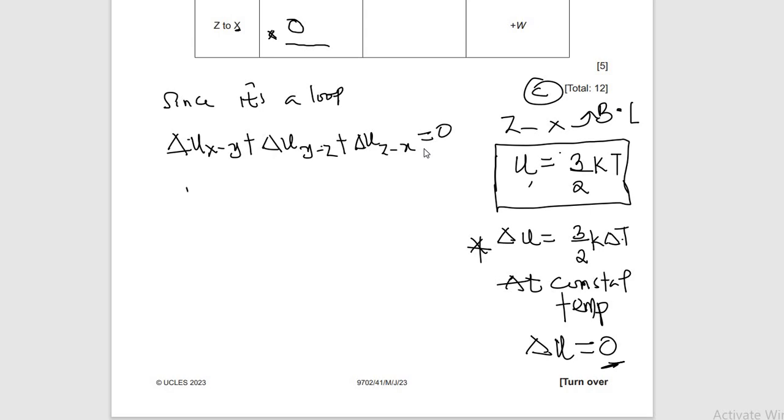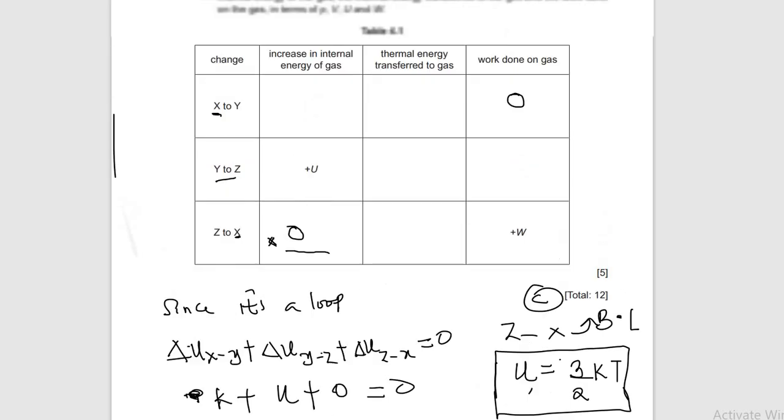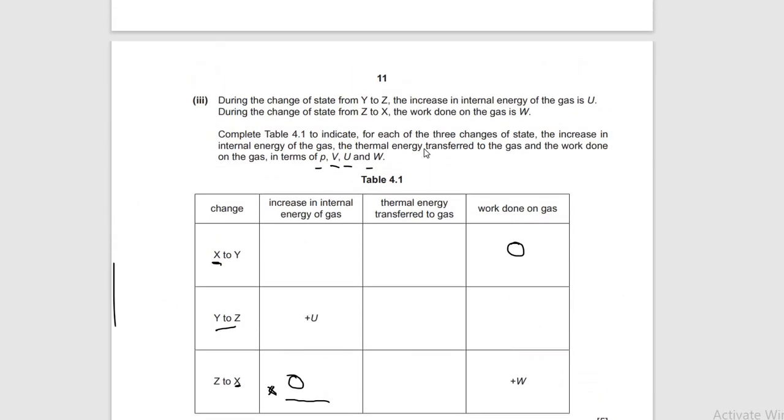I don't know X to Y, so I want to use a variable. Let me call it K. But Y to Z is U. Z to X is 0. They must equal 0. Hence, K plus U plus 0 equals 0. What is K? K is minus U. So the internal energy at X to Y is minus U.